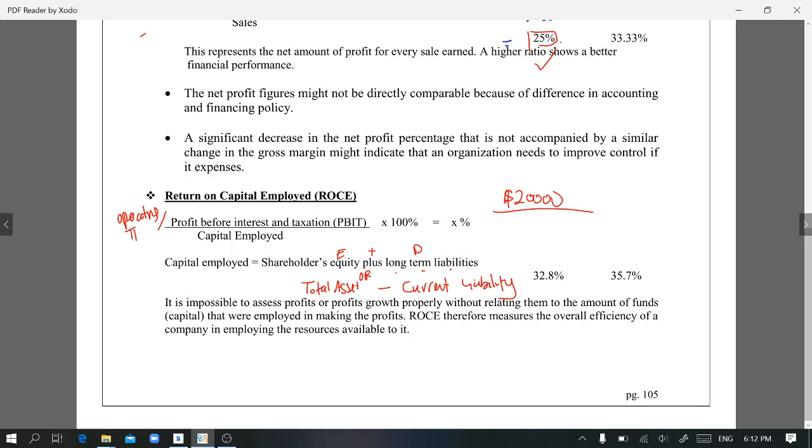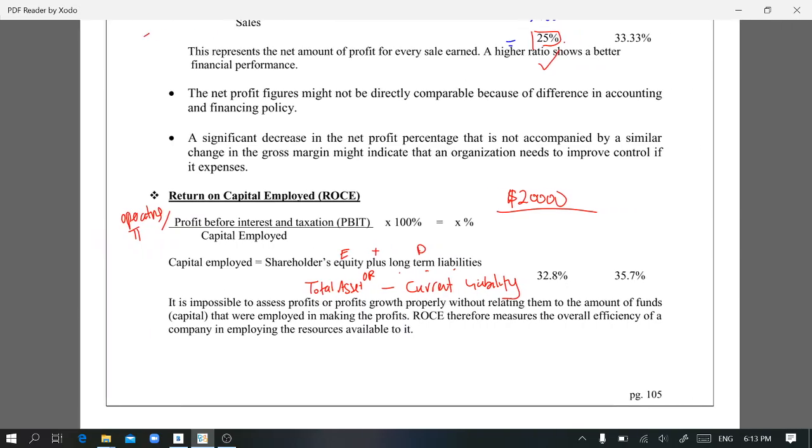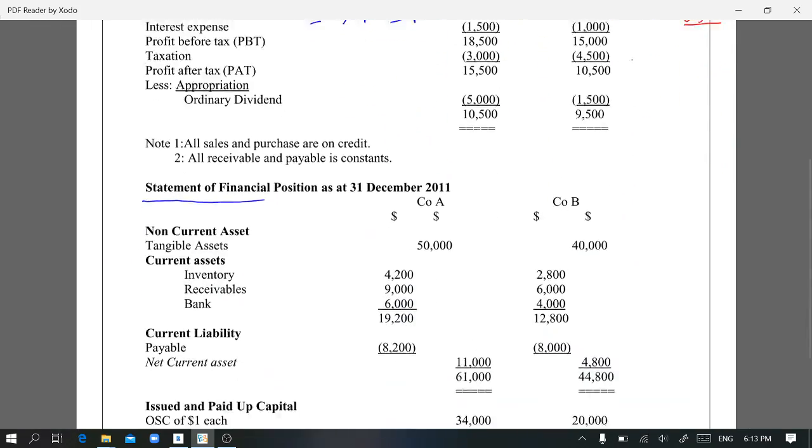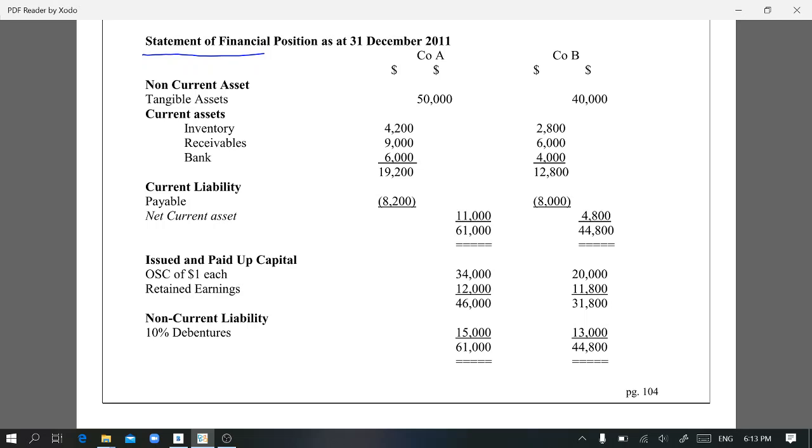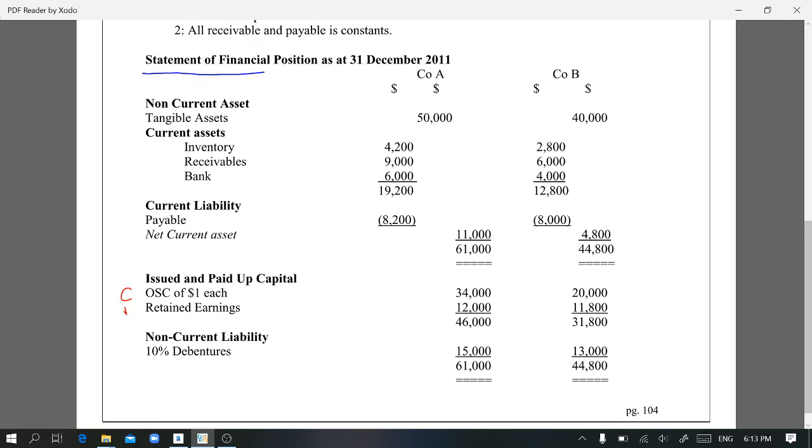Divided by capital employed, which is shareholders' equity plus debt. Equity is shareholder. So capital plus reserves is equity. So this is equity.